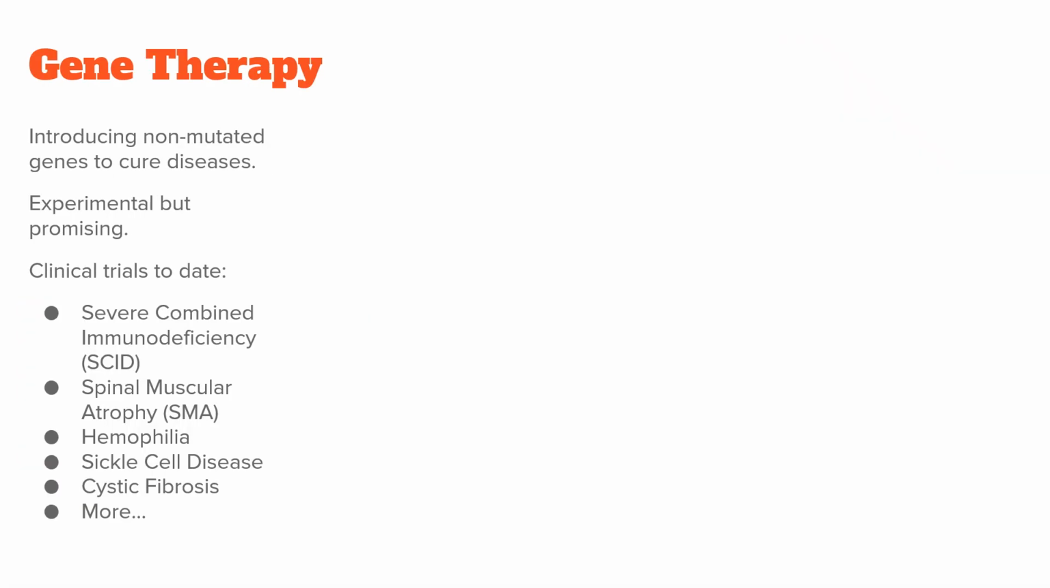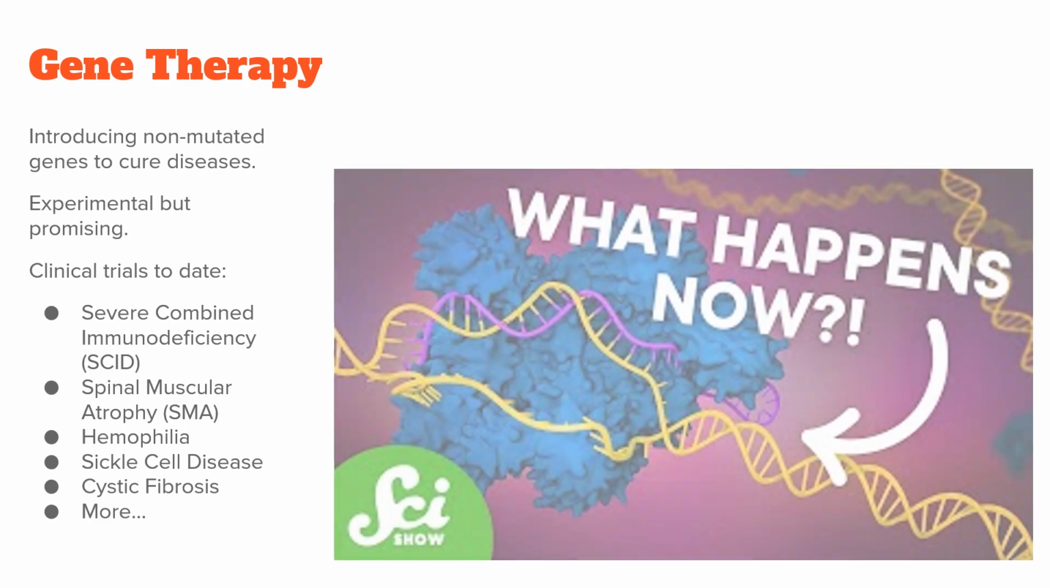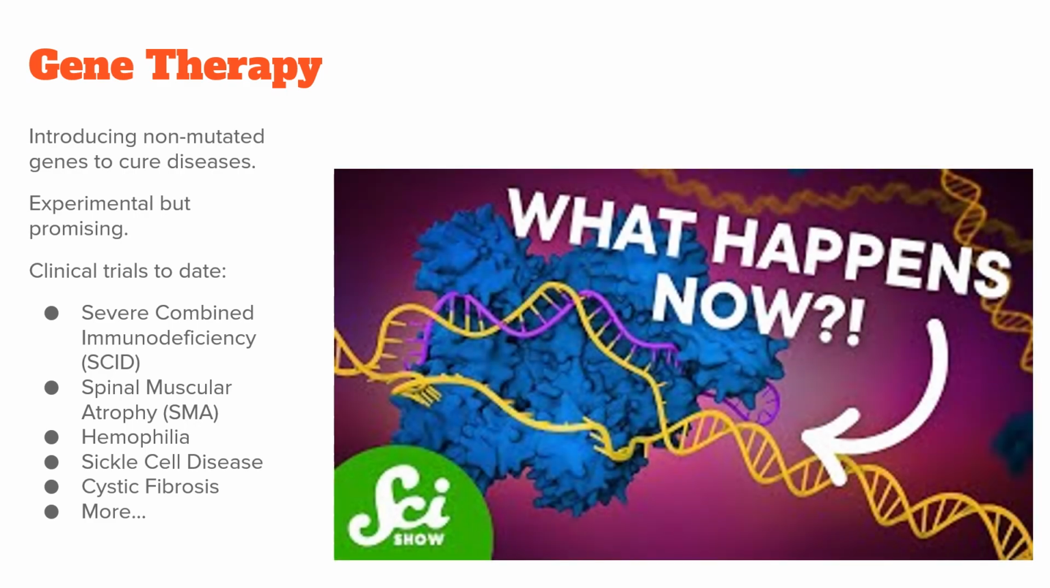Gene therapy introduces healthy copies of genes into patients' cells to replace or supplement faulty ones. It is still experimental, but has shown promise in clinical trials for diseases like severe combined immunodeficiency, or SCID, spinal muscular atrophy, SMA, hemophilia, sickle cell disease, and cystic fibrosis. The aim here is to treat the root cause, not just the symptoms.